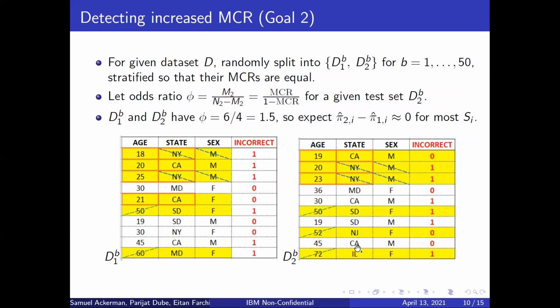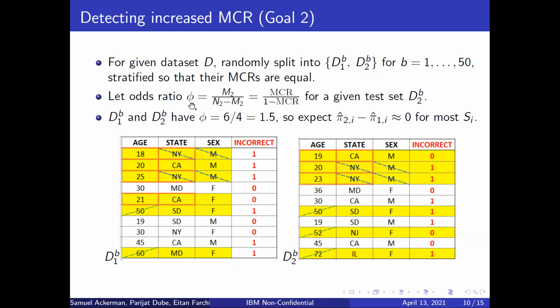The way we evaluate our method is here. I'll only talk about the second goal of detecting higher MCR, not the first one, for time reasons. We take each data set and split it into a train and test, D1 and D2, 50 times, that's the superscript b, and stratified so that the misclassification rates are equal for each one.